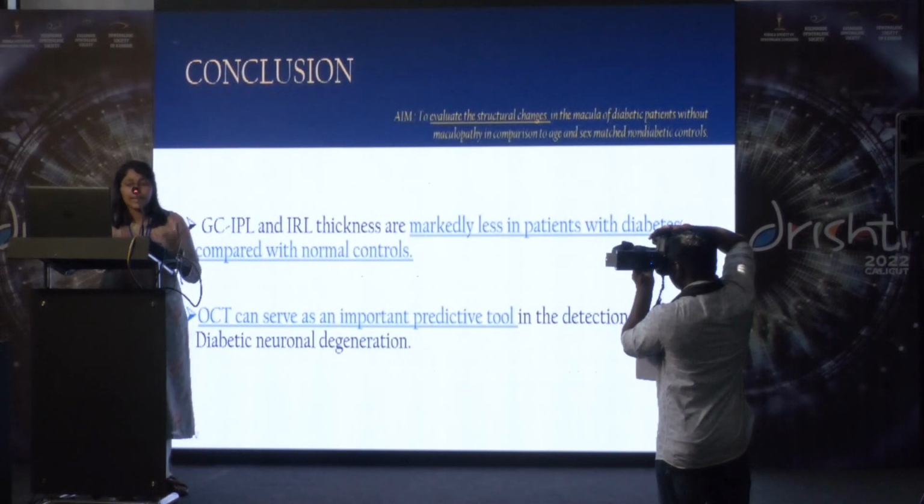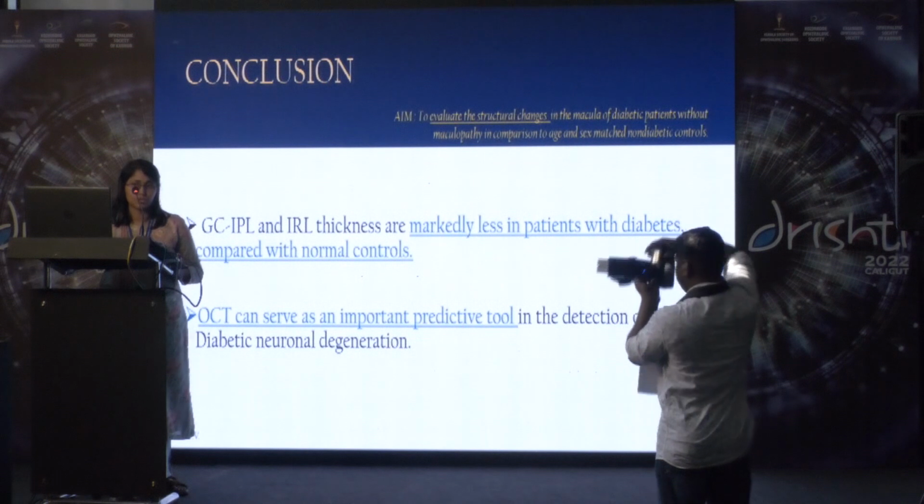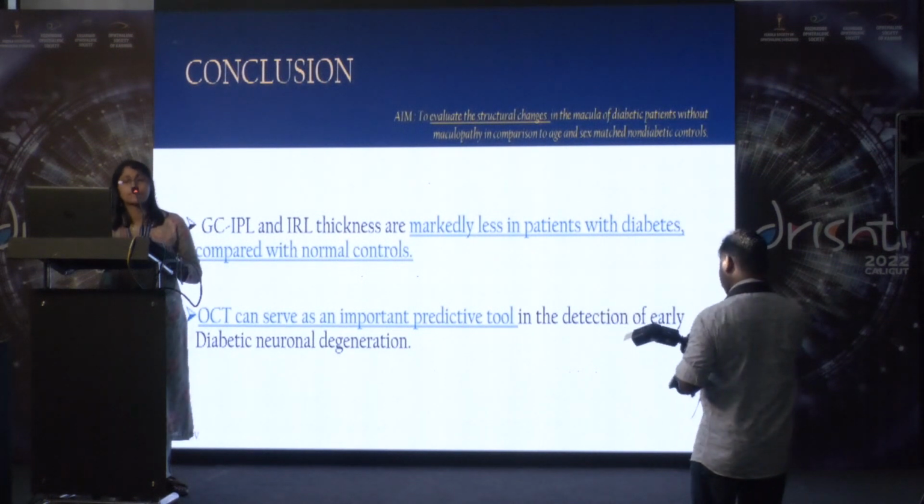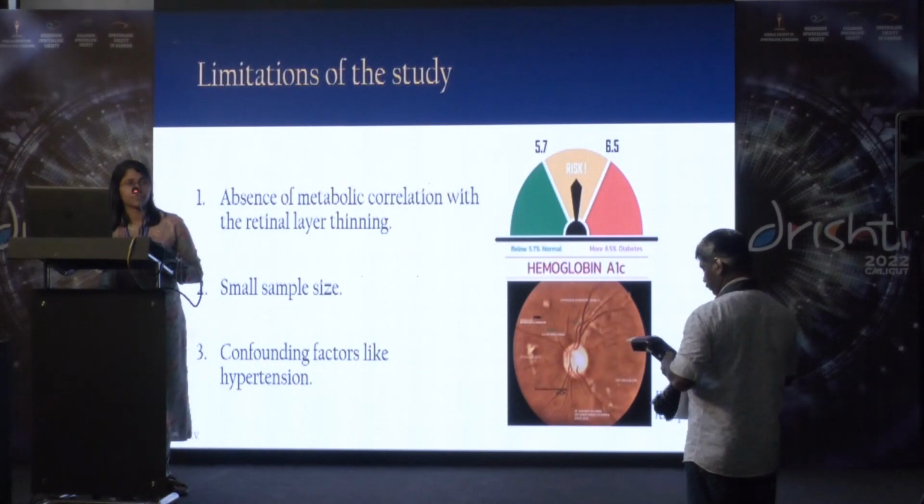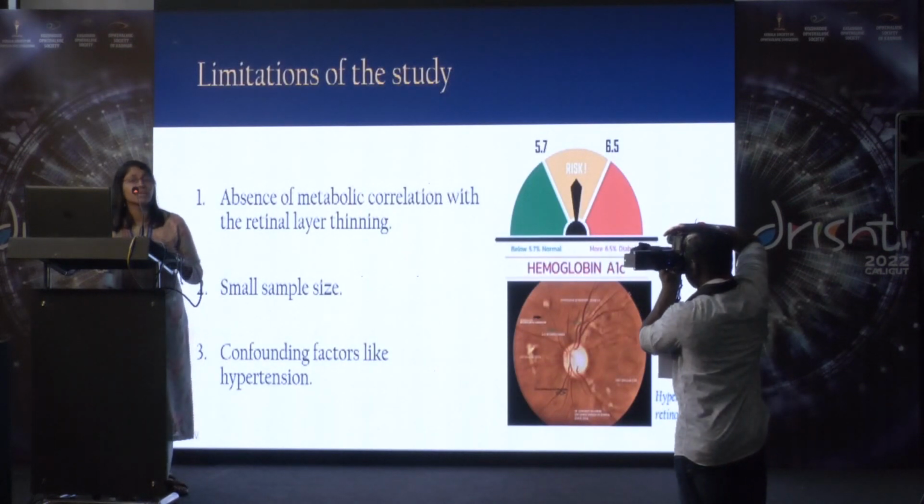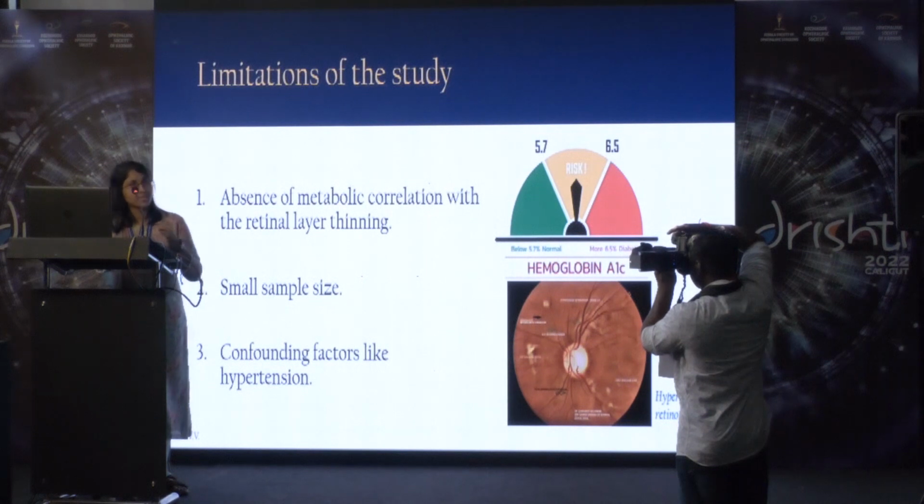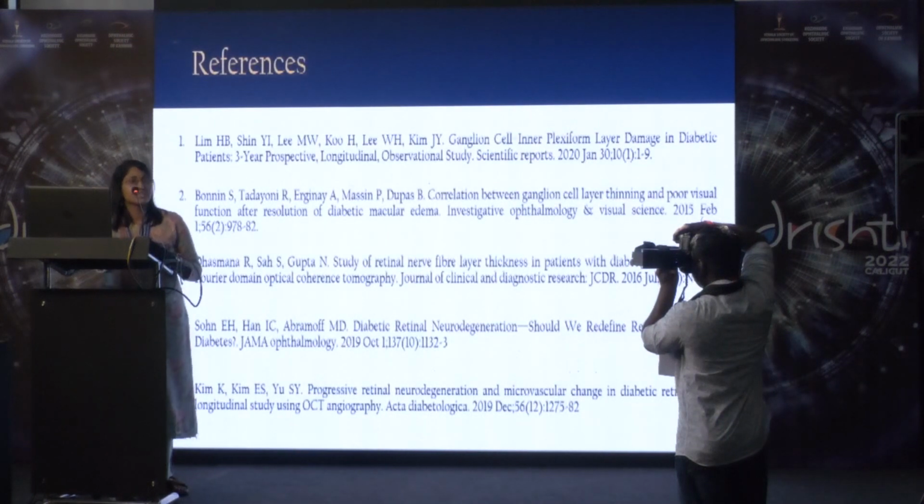Conclusion. Ganglion cell inner plexiform layer and inner retinal layer thickness are markedly less in patients with diabetes compared with the normal controls. So, OCT can serve as an important predictive tool in the detection of early diabetic neuronal degeneration. Limitations of my study include an absence of metabolic correlation with retinal layer thinning, a small sample size, and confounding factors like hypertensive retinopathy. These are my references.